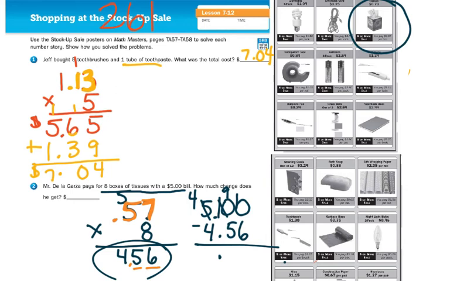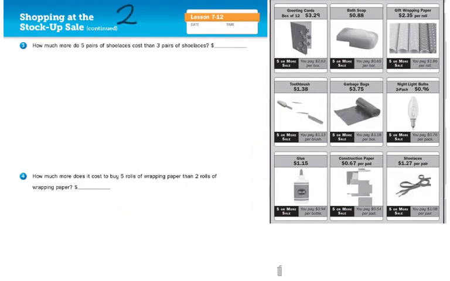Now I can bring my decimal point straight down. 10 minus 6 is 4. 9 minus 5 is 4. And 4 minus 4 is 0. He should get back 44 cents. All right, let's move on to page 262. How much more do 5 pairs of shoelaces cost than 3 pairs of shoelaces?